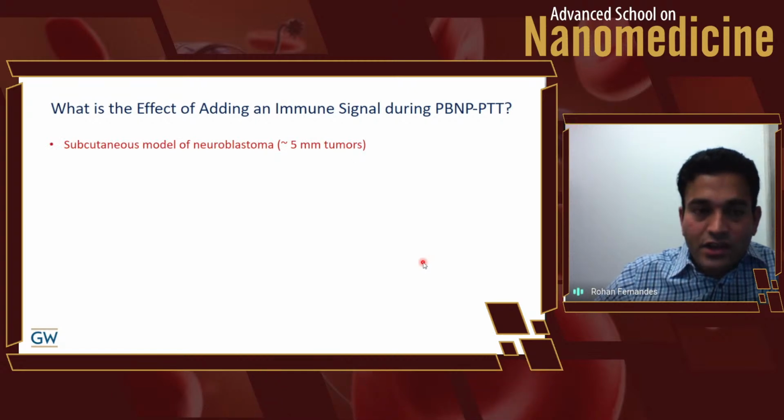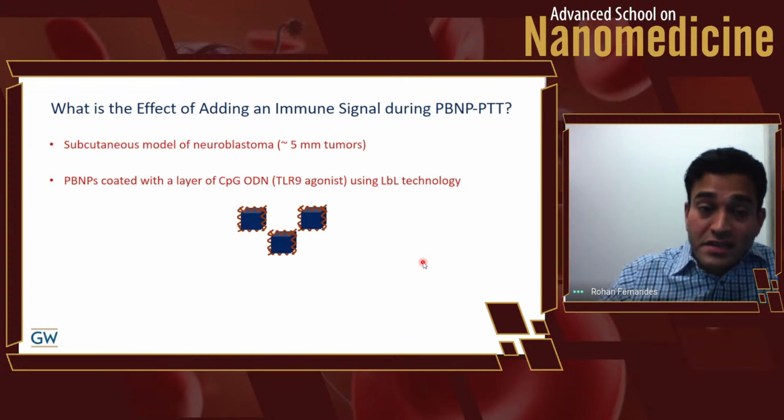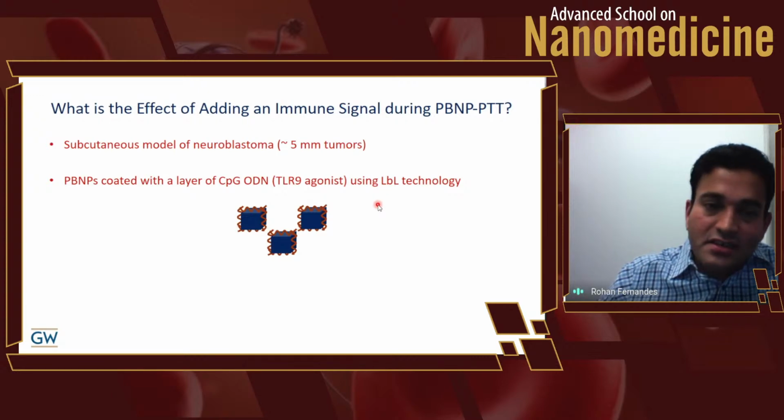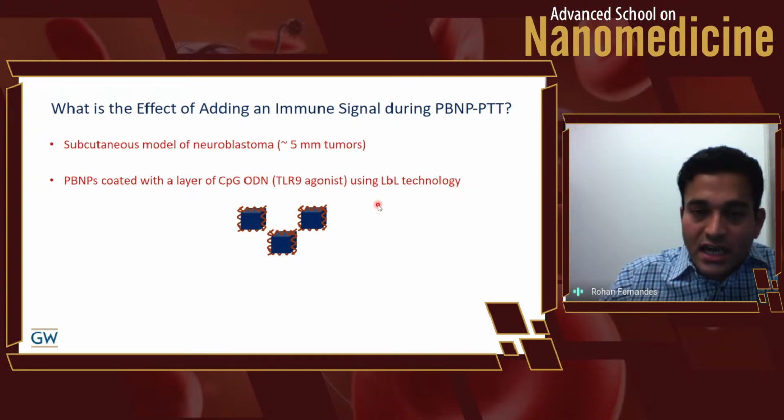So in this study, we again used the subcutaneous model of neuroblastoma and commenced our treatments when we had 5 millimeter tumors in one dimension. For this study, we coated the Prussian blue nanoparticles with a layer of CpG oligodeoxynucleotide. So this is a TLR9 agonist, and we coat them on using layer-by-layer technology. Now the question is, why do we use CpG and why not any other TLR agonist?